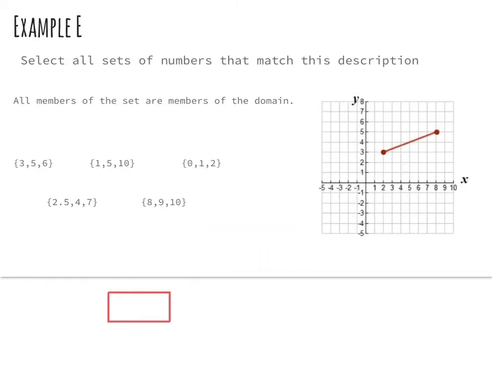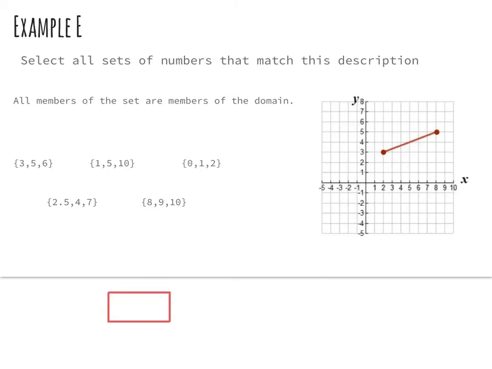So example E says, select all the sets of numbers that match this description. All the members of the set are members of the domain. So over here on my graph, I have a line that's graphed from +2 to +8. So those are the domain. Now yes, the line goes up, but I don't care about that because I'm not looking for the range. I'm only looking for x values.